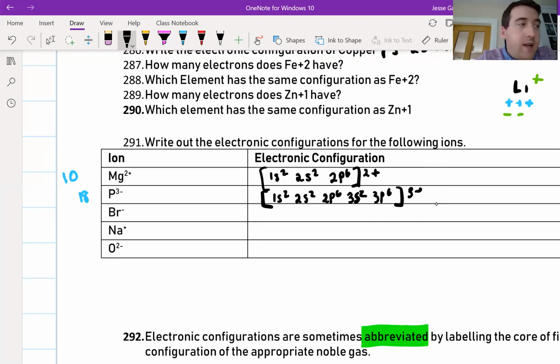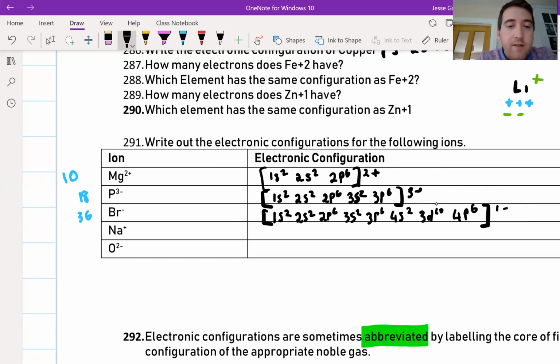Okay, next one. This one's quite a long one. How many electrons does it have first? It has 36 electrons. So 1s2, 2s2, 2p6, 3s2, 3p6, 4s2, 3d10, and then 4p6. All right, so quite a long one there. And obviously that's a 1 minus charge at the end.